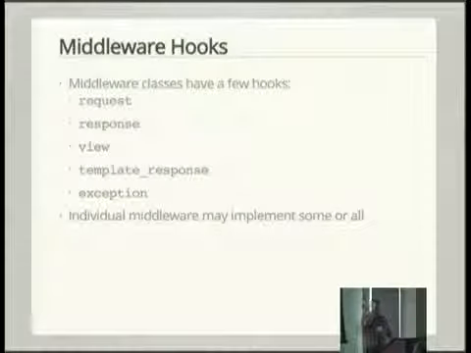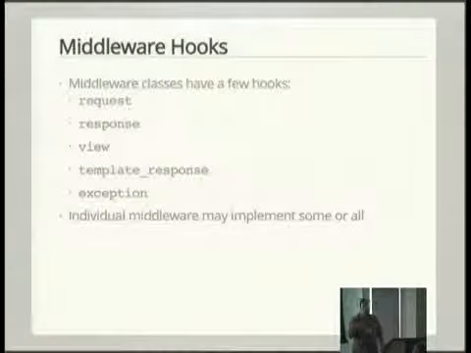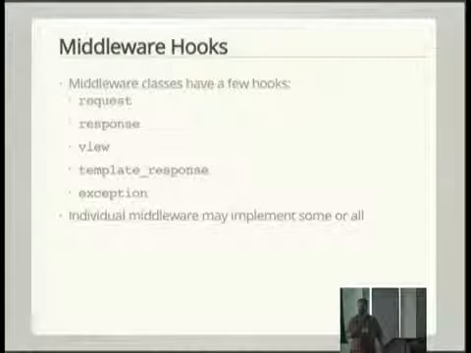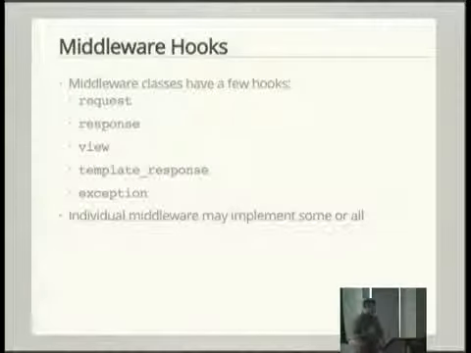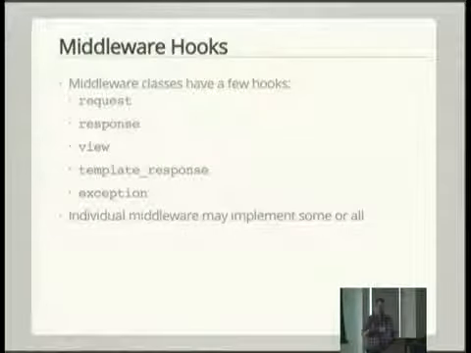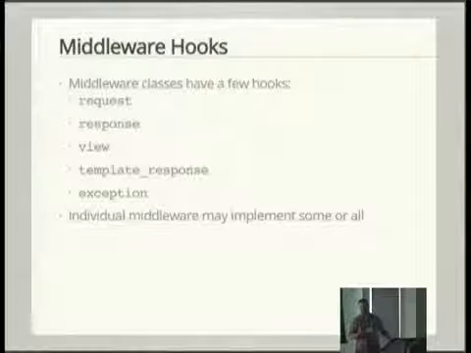And then there are 5 hooks here that you can hook on. You can trap things when the request comes in, when the response goes back, and when the view is about to be called. And then you can also trap exceptions and template responses. So this is another way, when you're doing error handling, that you can take particular action or maybe just do logging when there's certain errors. Individual pieces of middleware almost never implement everything. These are just the hooks that are available, and you implement what you want.